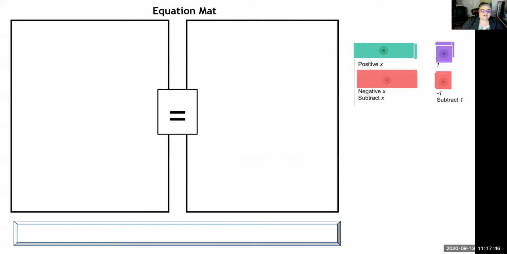So let's see what that looks like. Okay, so if one side has two purple squares, then the value of that side is 2.